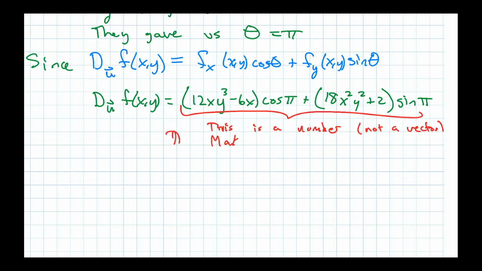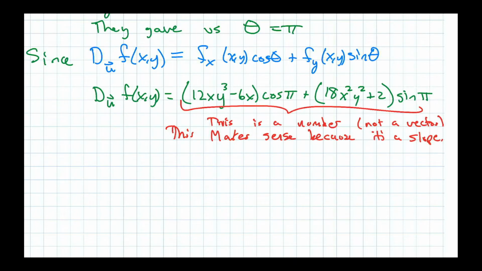This makes sense because we said it's a slope. Okay, just again, trying to make sure we have some idea of what we're doing here. Now, what happens now? Well, we just need to calculate these two things, just cosine pi and sine pi.